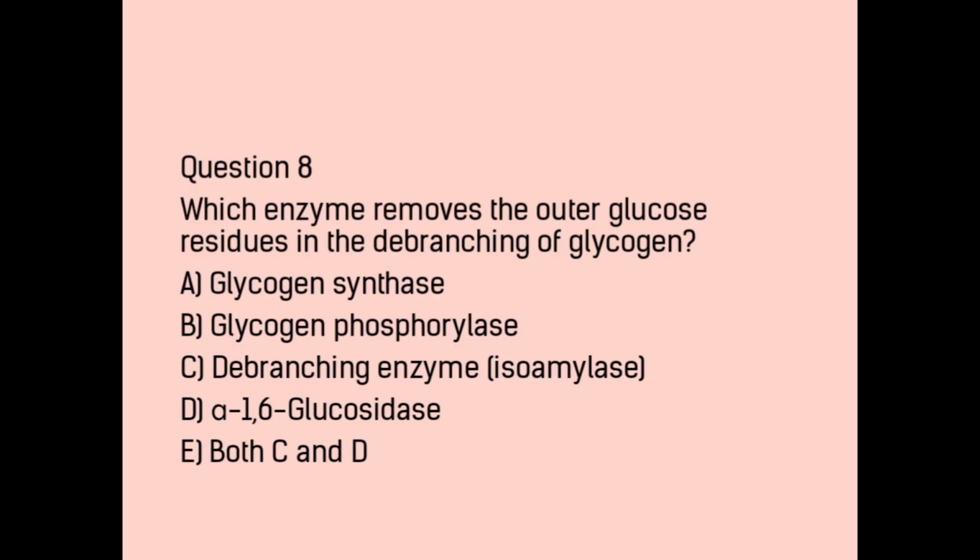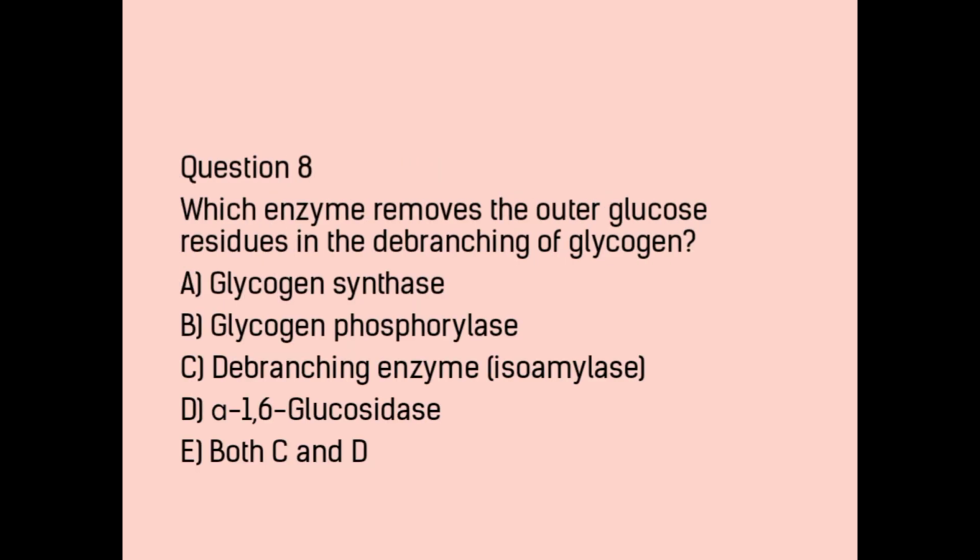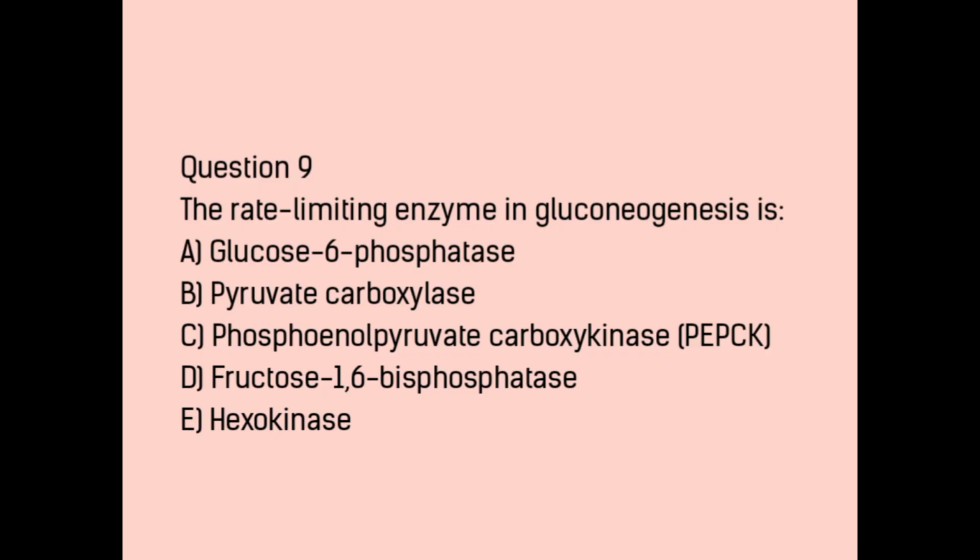So which of these will remove the outer glucose residue in the branching of glycogen? And the answer is E. Both C and D do the job. So both the debranching enzyme and alpha 1,6 glucosidase will remove the outer glucose on the molecule. So that's when they want to debranch a structure from it.